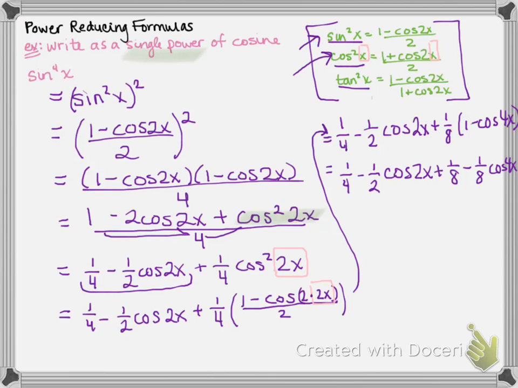If you distributed the 1/8, then you could combine the 1/4 and the 1/8. 1/4 plus 1/8. So now you see all we've got are single powers of cosine. Sometimes you see it with the fractions factored out to the front, and that's also okay, but this is fine for our purposes.